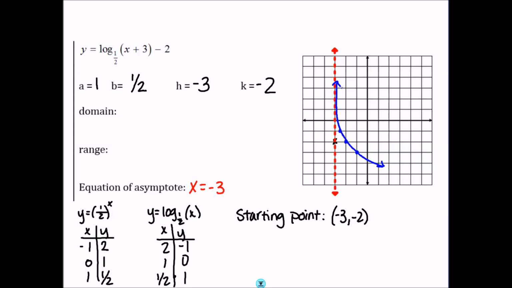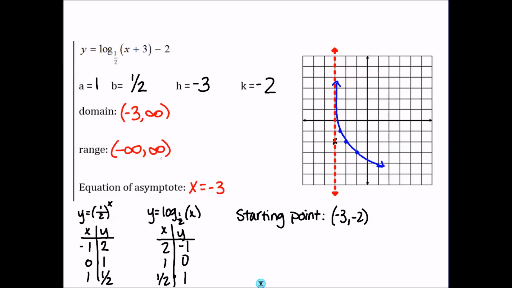This graph looks a little bit different than the last graph because the base is 1/2. It looks like the flip of the previous graph. So for this graph, our domain is -3 to infinity, and our range is -infinity to infinity.